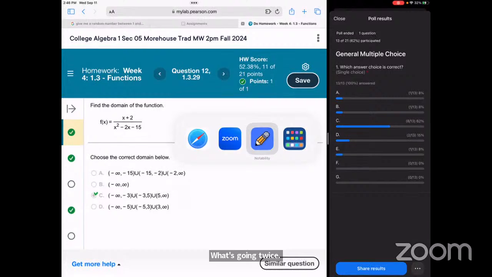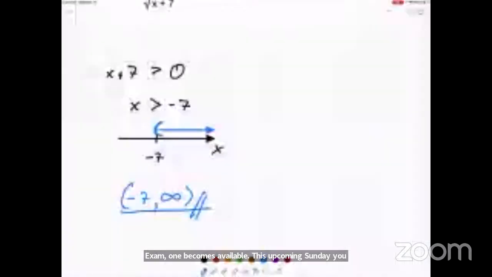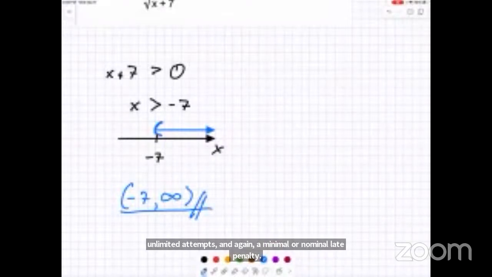Exam 1 becomes available this upcoming Sunday. You're going to earn up to 100% for the first 7 days. After the due date, the highest you can earn is a 95%. I want to say with all of our assignments, we get unlimited attempts, and again, a minimal or nominal late penalty. If there aren't any burning questions, we're going to go ahead and end the session here.